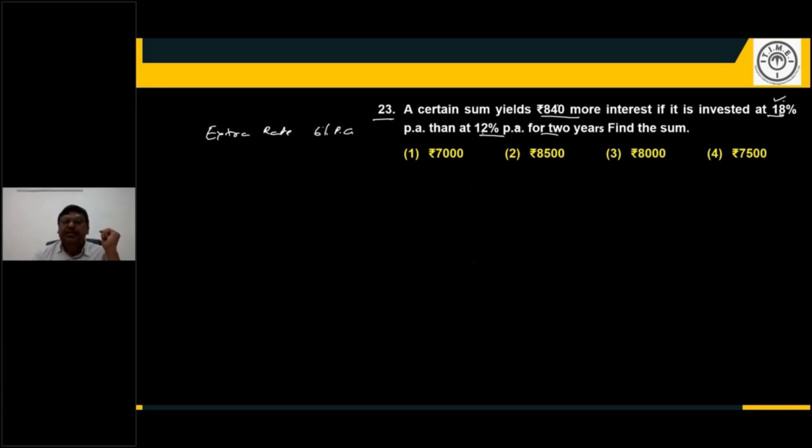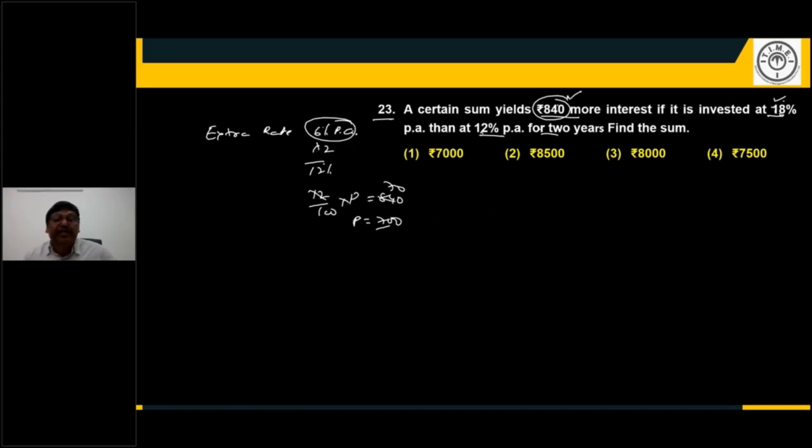For 1 year, 6% extra means for 2 years, it will be 12% extra. The 12% is 840, please. 12% of the principal is 840. You can say principal is 7,000. I repeat, I'm getting 840 more if interest is 18% instead of 12%. Instead of 12, if I take 18, I get 6% extra per year. Like that, for 2 years, I'll get 12% more. But I'm getting 840 more. So 12% worth is 840. So principal is 7,000. Right, students?